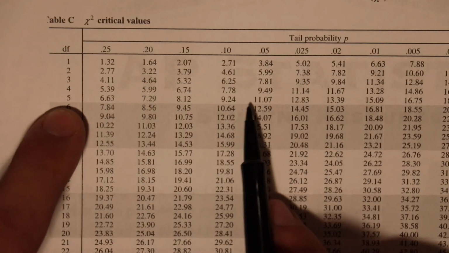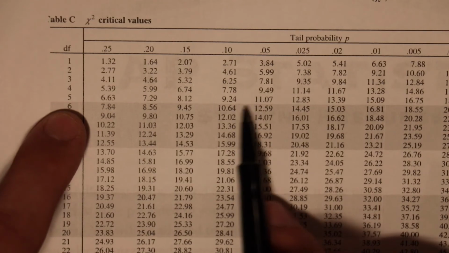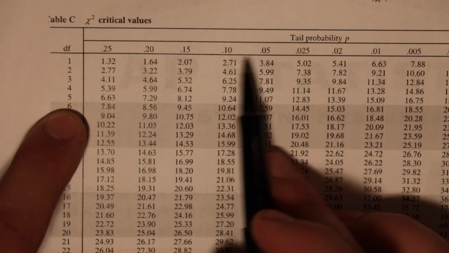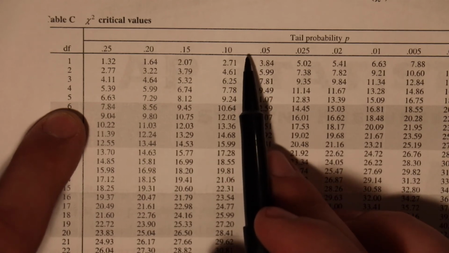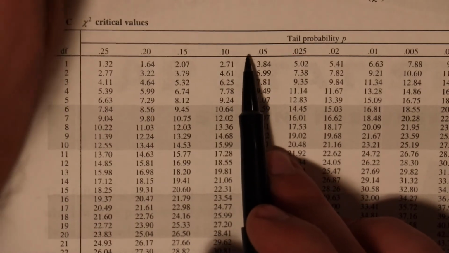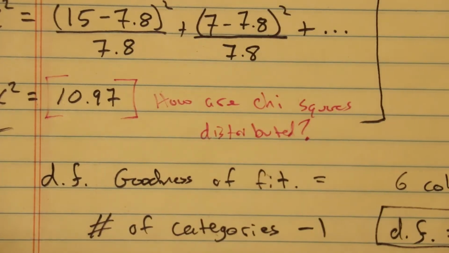And we read it very similar to a t-table. So if 10.97 is somewhere in here, our p-value would be somewhere in here. Okay, so it's above 5%, below 10%. So one way you can get a range is by using your table, but honestly, you're going to be using a lot of calculators in this chapter.